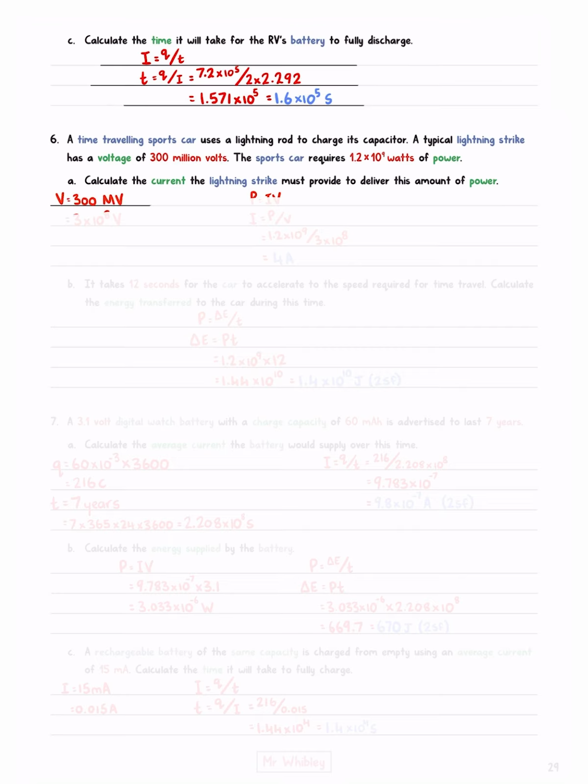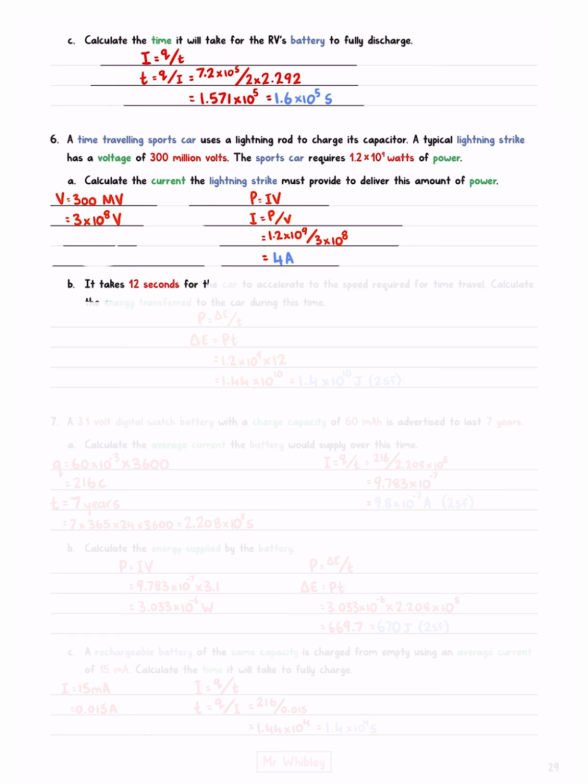300 million volts is 3 times 10 to the 8 volts. And now to find our current, since we know our voltage and our power, we can use P equals IV, solving for current by dividing both sides by voltage, putting in our power and our voltage, gives me 4 amps.